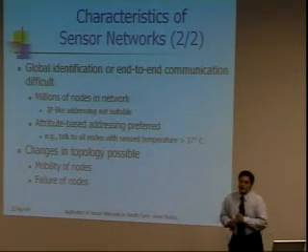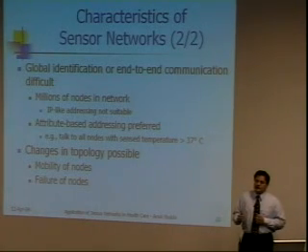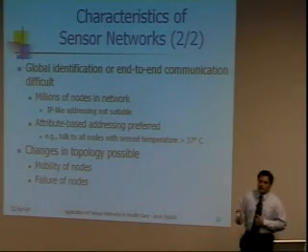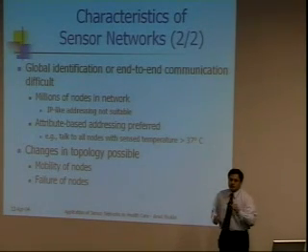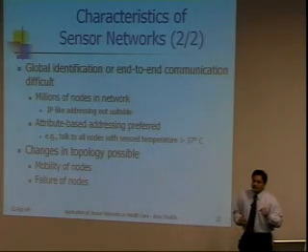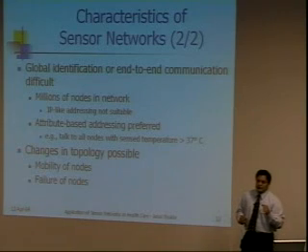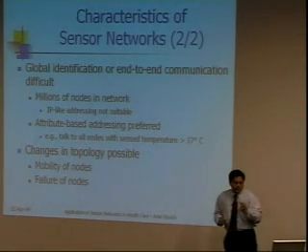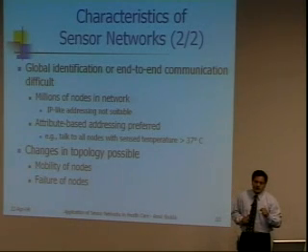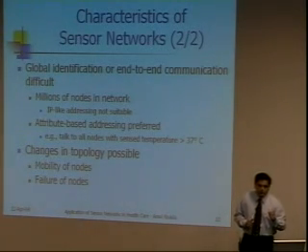Also, because of dense deployment, global identification can be difficult. So instead of talking to a particular node X, which is just one of 1,000,000 possible nodes in the network, you really want support for attribute-based addressing, wherein you talk to all nodes which have a certain attribute. For example, their current temperature is greater than 37 degrees. The topology of the network can also change because of mobility or failure of nodes.